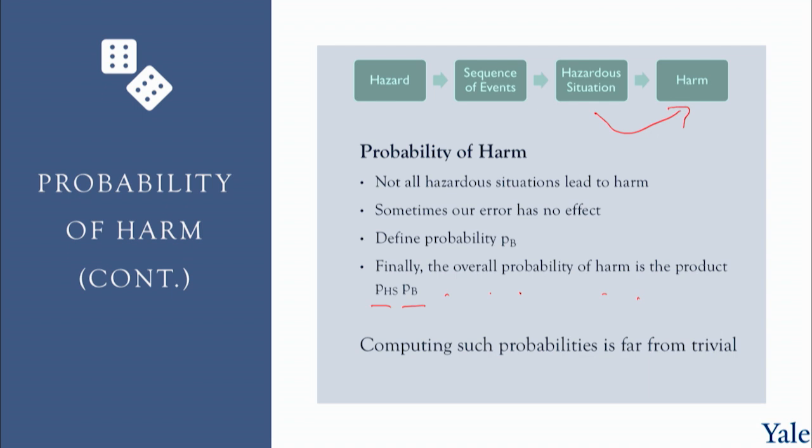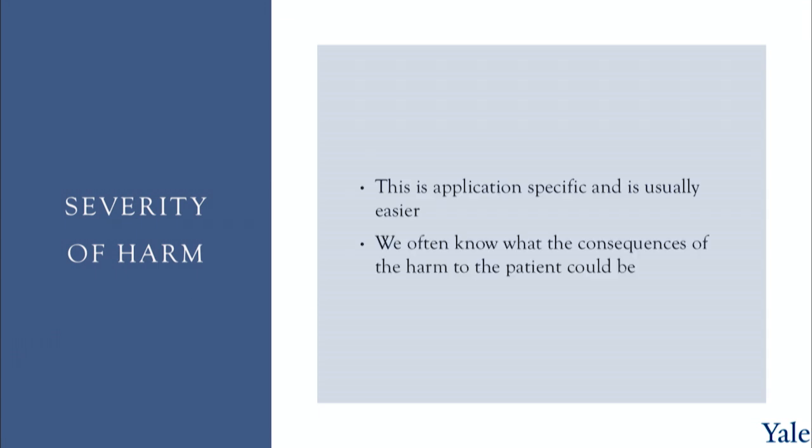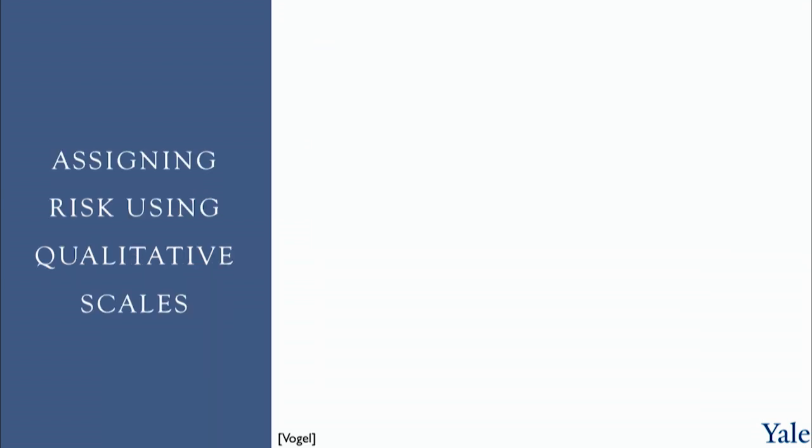Now, computing such probabilities is far from trivial, and people can get into trouble by trying to be too accurate here. So we'll talk about qualitative probabilities in a minute. The other component of estimating risk is the severity of the harm. This is application specific and is often easier, and we often know what the consequences of the harm to the patient could be. If we underestimate tumor size and instead of prescribing treatment, we do nothing, what is the probability that the patient would suffer a severe adverse effect? We usually know that. So while you can use quantitative probabilities and things like 1% and 2% and 5%, sometimes it's just easier to use qualitative scales.